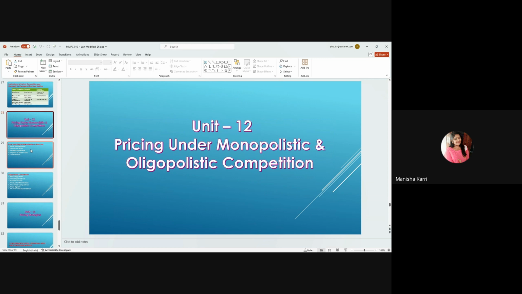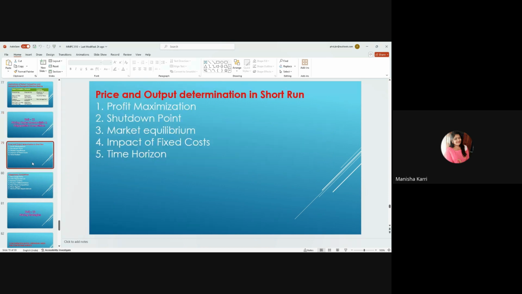So another unit is the 12th unit, pricing under monopolistic and oligopoly competition. Here the first topic is price and output determination in the short run.